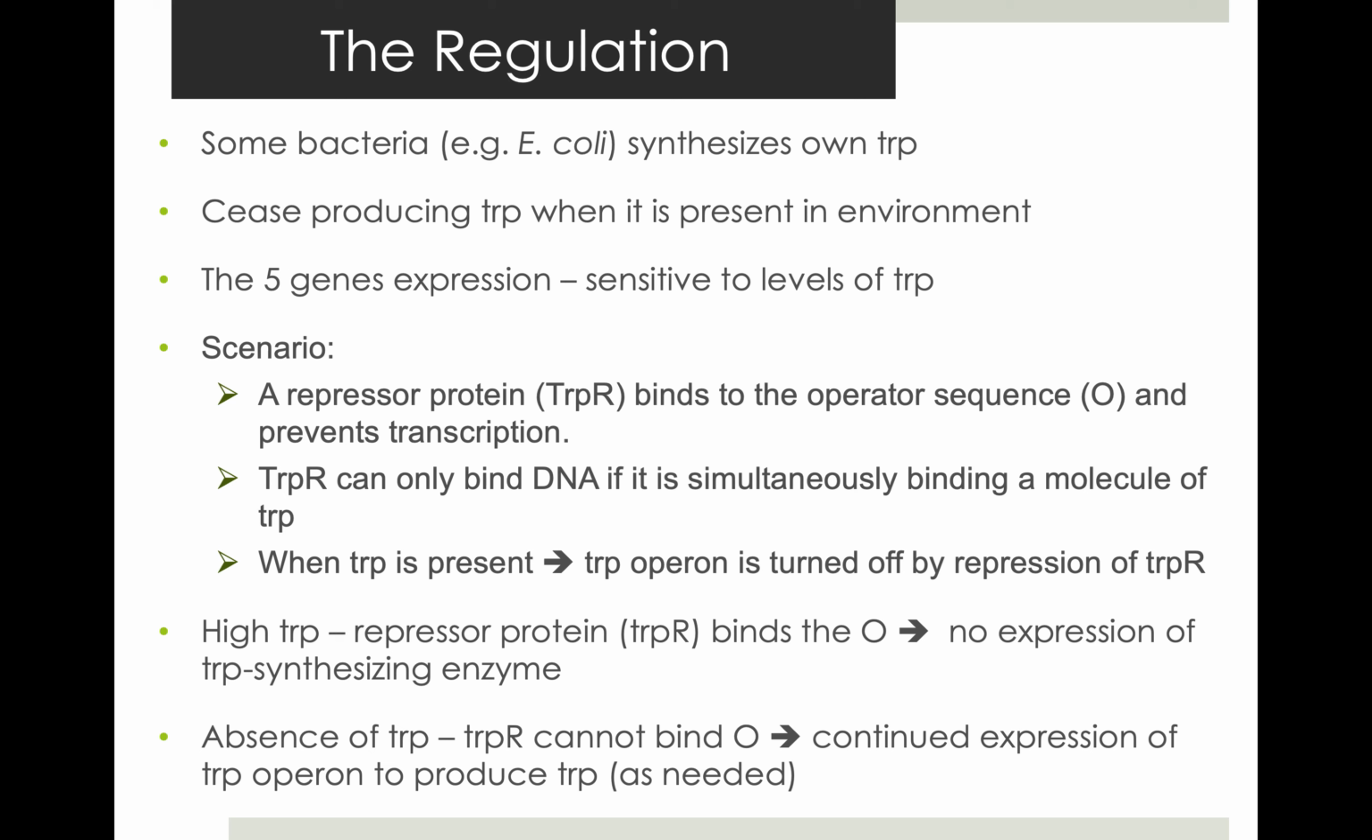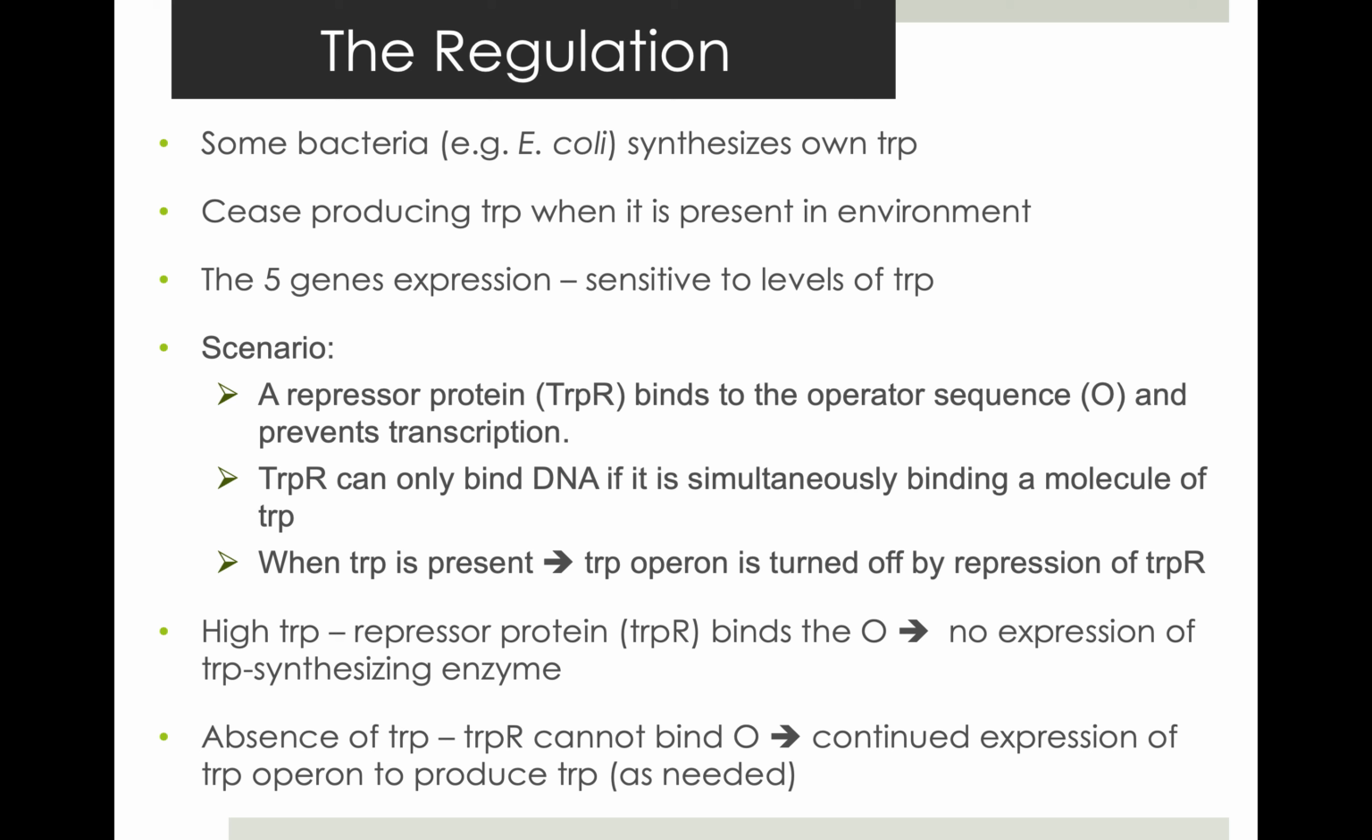Now, regarding the regulation of the Trp operon, a lot of bacteria, for example E. coli, can synthesize their own tryptophan, and they will cease to produce tryptophan when tryptophan is present in the environment. That means it doesn't need to make its own Trp to survive. So the expression of the 5 genes is sensitive to the levels of Trp available, and the scenario is as such.